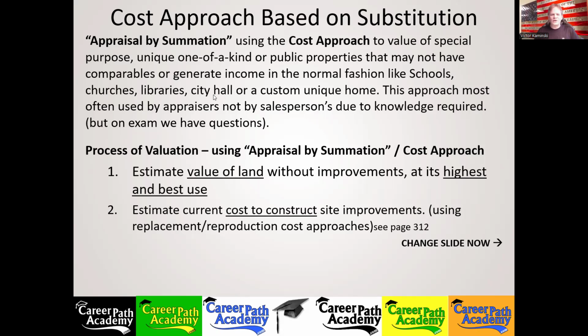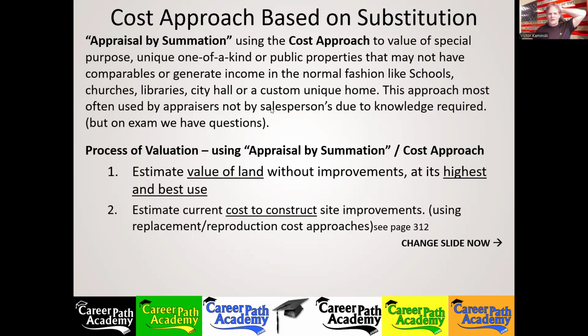How do you value city hall? You may think it's a ridiculous question. When does city hall go up for sale? Well, a couple of years back, the one in Rahway did. So how do you value it? You're going to use the cost approach, also known as the appraisal by summation.